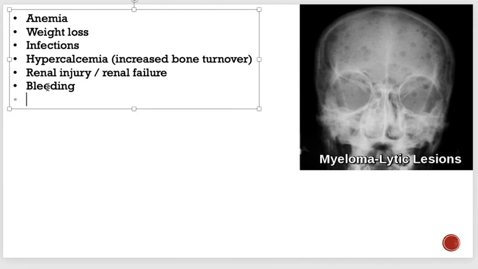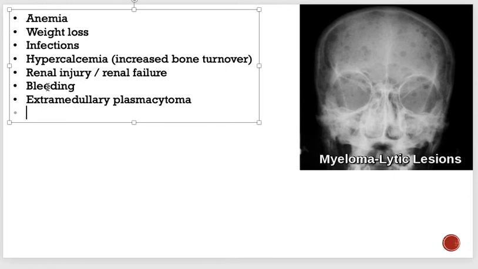Now, there can be extramedullary, outside the bone marrow, plasmacytoma. So, what's going on in this one? These are soft tissue masses composed of plasma cells, and they can present anywhere. And the rest is all the same story, guys.